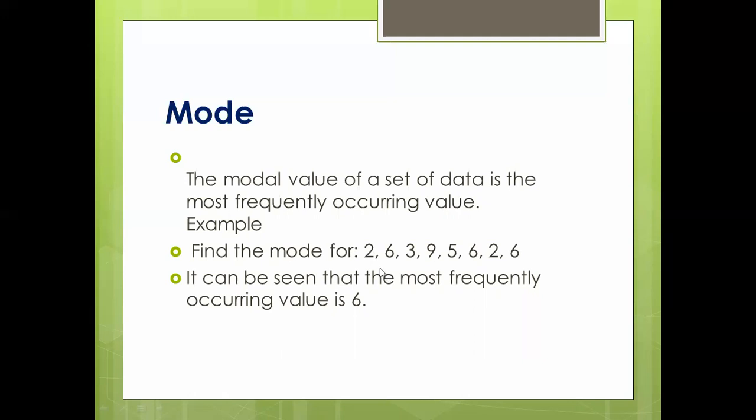Okay, यहाँ पे more कौन सी value appear हो रही है? 2 भी 2 times आ रहा है, 6 3 times आ रहा है, 9 1 time आ रहा है, 3 1 time आ रहा है, 5 1 time आ रहा है। ओके, तो ज्यादा कौन सी वैल्यू दिख रही है यहाँ पे? 6. तो it can be seen that the most frequently occurring value is what? 6. So 6 is the modal value of the given data.